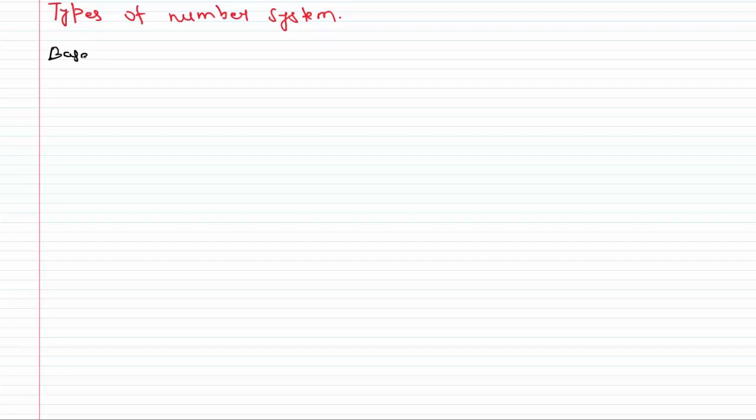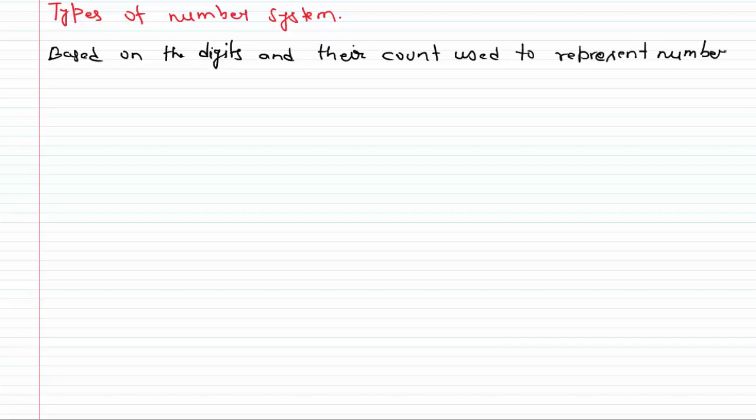Now let's see on what basis we are classifying these different types of number system. Based on the digits and their count used to represent number, we define different types of number system. So first number system in our list is decimal number system.